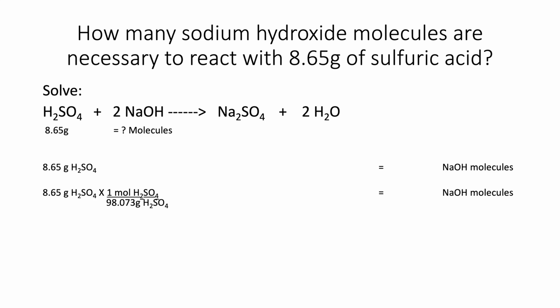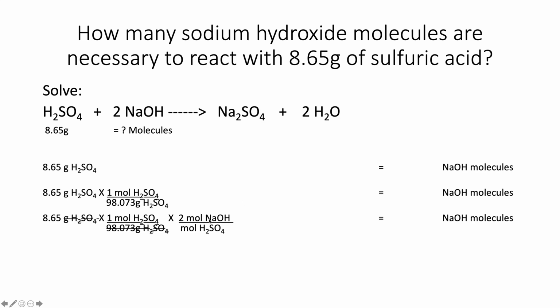All right, you're back from pause. So what we want to do is make the moles of sulfuric acid cancel. We need to get to NaOH, so we'll use the balanced equation. There are 2 moles of sodium hydroxide for every mole of sulfuric acid. And you see how the grams here canceled? I didn't cancel these here. They'll cancel on the next click. But now we're in moles of sodium hydroxide.